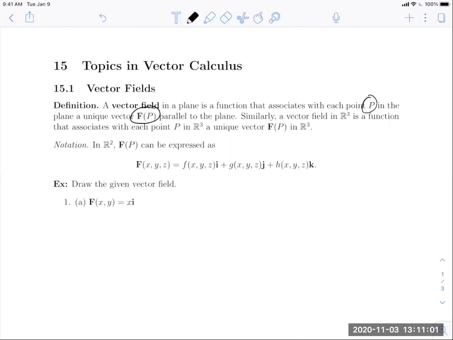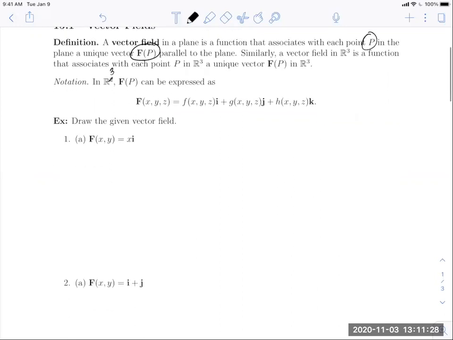We have some notation here. It says in R2, f of P can be expressed in the i, j, k notation. That's a typo there, it should be in R3. So what we're seeing is we're inputting a point x, y, z, and then we're outputting this vector where each coordinate in the i, j, and k component is defined by a coordinate function. So let's work with some examples here in drawing some vector fields.